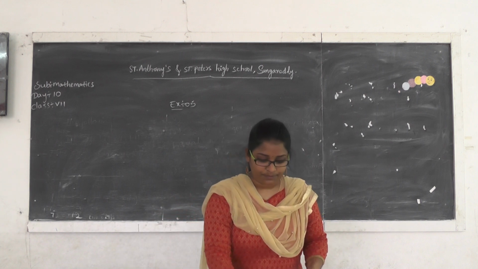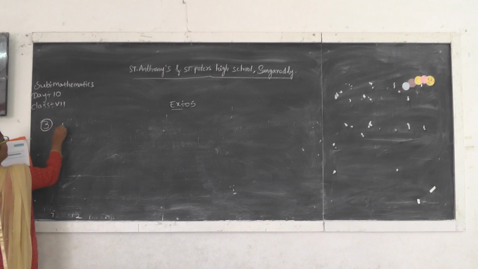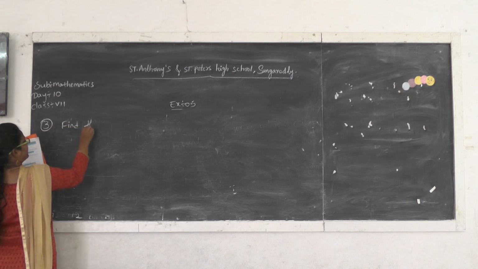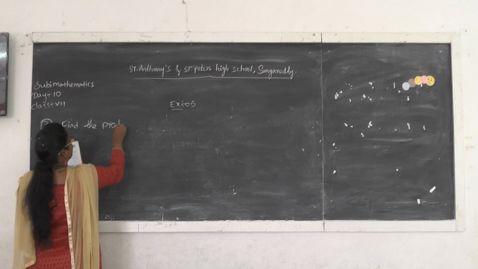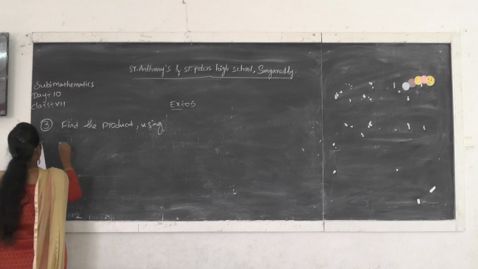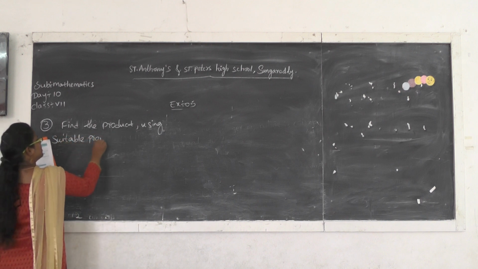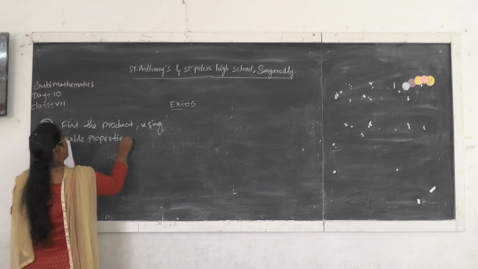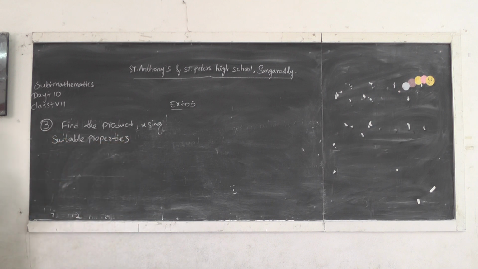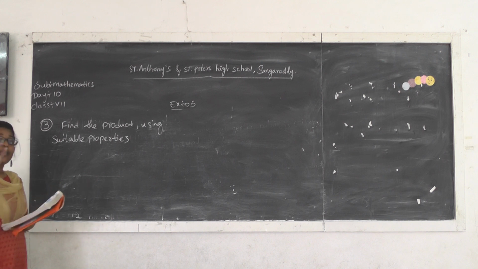Now, third bit: find the product using suitable properties. Now we have to find the product by using the properties. We have to identify which property we can use for the particular question and then solve it.